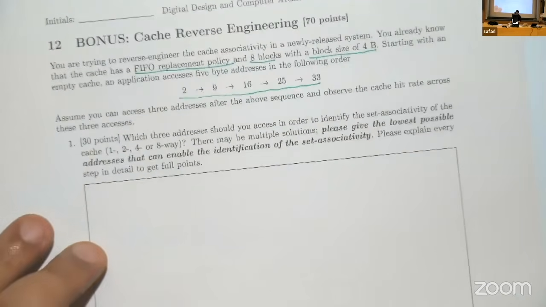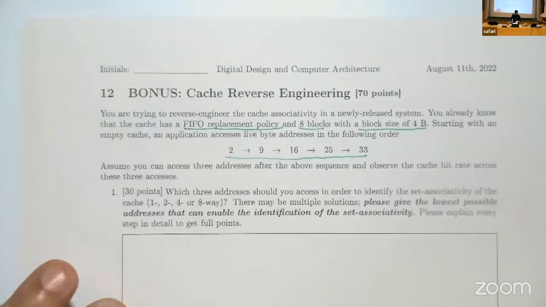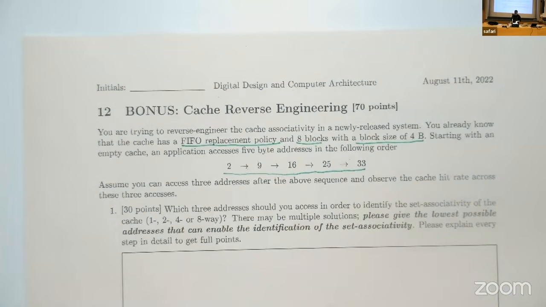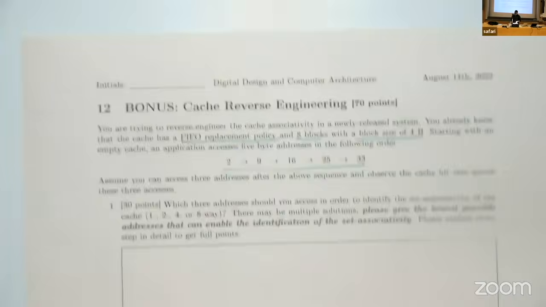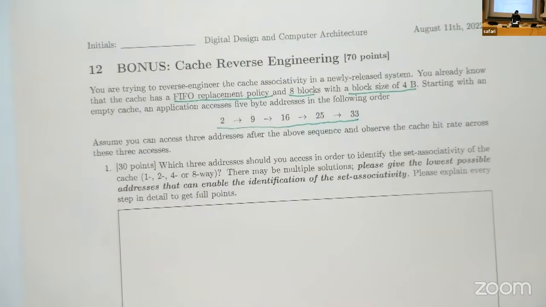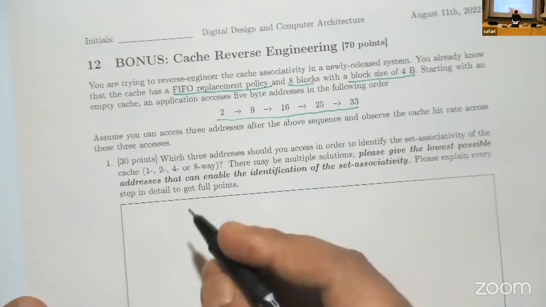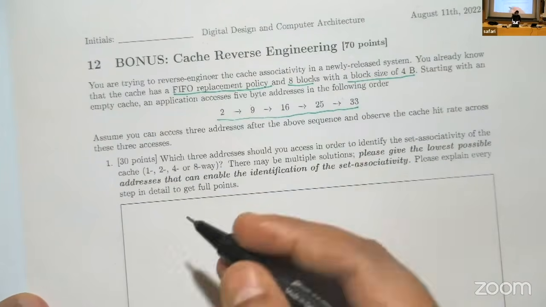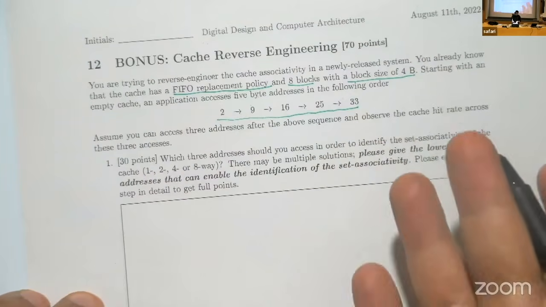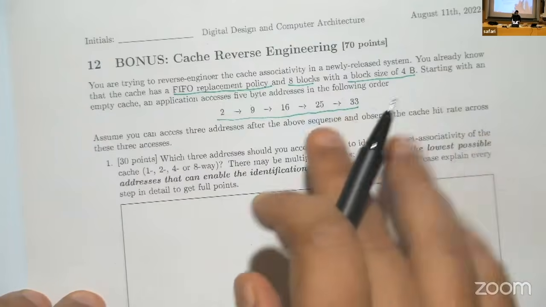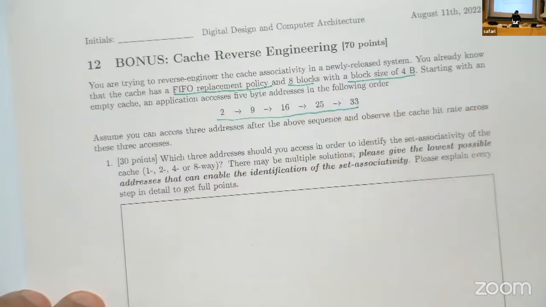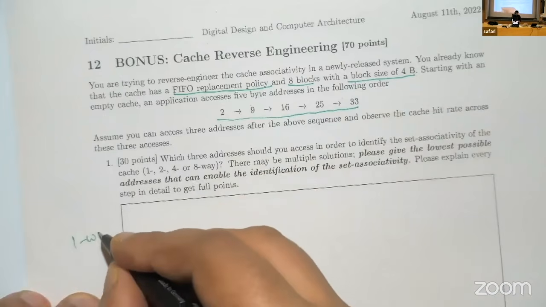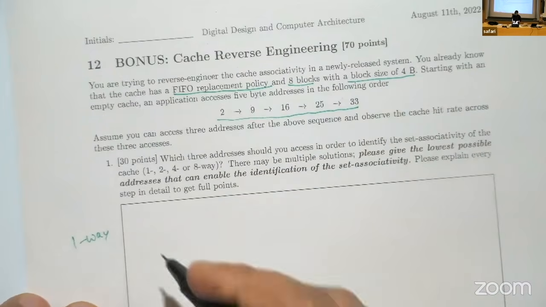So now, these are the things that we know: the FIFO replacement policy, 8 blocks, and block size of 4 bytes. With the 8 blocks, we can have these 4 associativities. The way we should solve this question is to look at the state of the cache after these initial 5 accesses. And for that, I will write the associativity. So I will initially write 1-way.